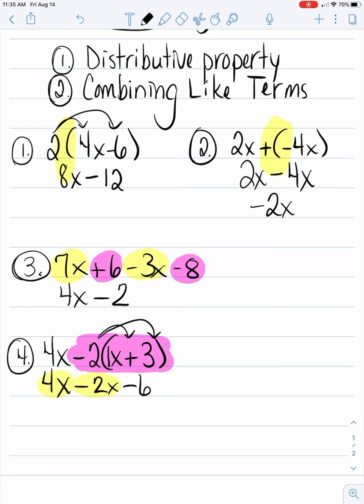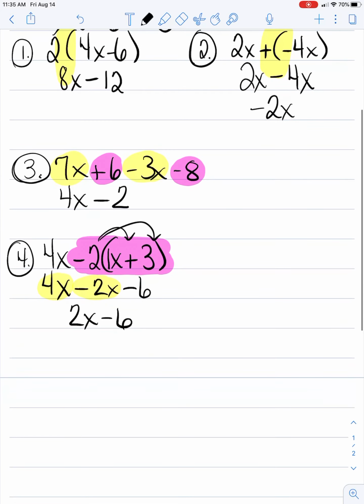Now I simply see like terms. 4x minus 2x, those are alike because they have x to the first power. 4x minus 2x, signs are different, subtract. 4 is bigger and it's positive. And then bring down your minus 6. That's another one of those, don't forget to bring it down. So 2x minus 6 is my simplified answer. Now let's take a look at one of the most complex types of problems you may see.